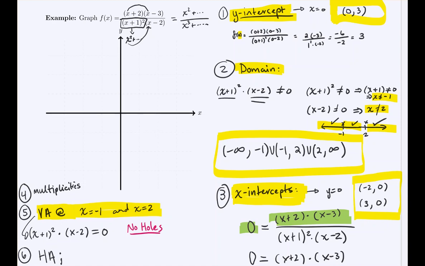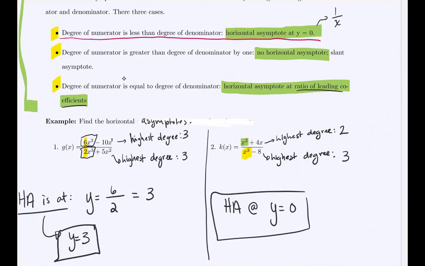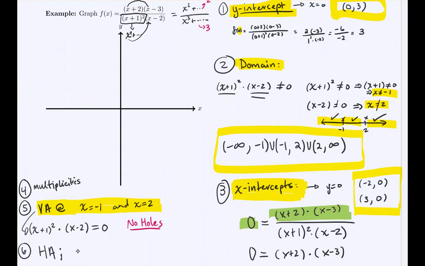And if you wanted to, another way you could do this is to expand it all out completely, and then it'd be very easy to see as well. But this is a bit of a shortcut. So here the highest power is degree 2. Here the highest power is degree 3. So in this case, the denominator has a higher power than the numerator. So looking back at our instructions for horizontal asymptotes, the numerator's degree is less than the denominator's. So the horizontal asymptote is guaranteed to be at y equals 0. So horizontal asymptote at y equals 0.